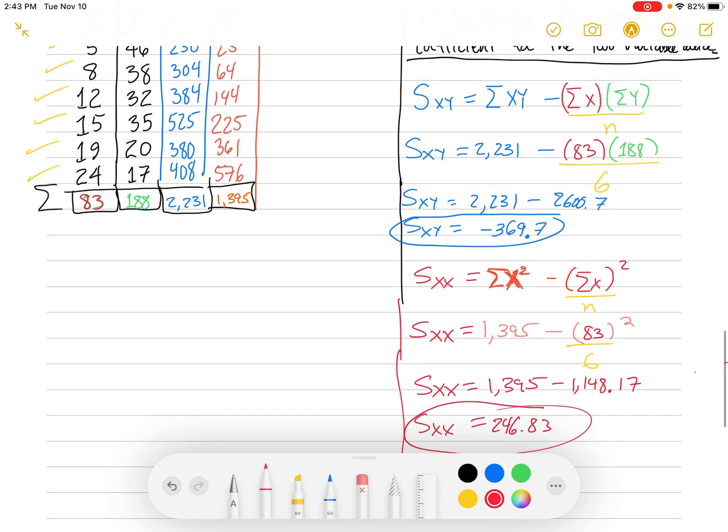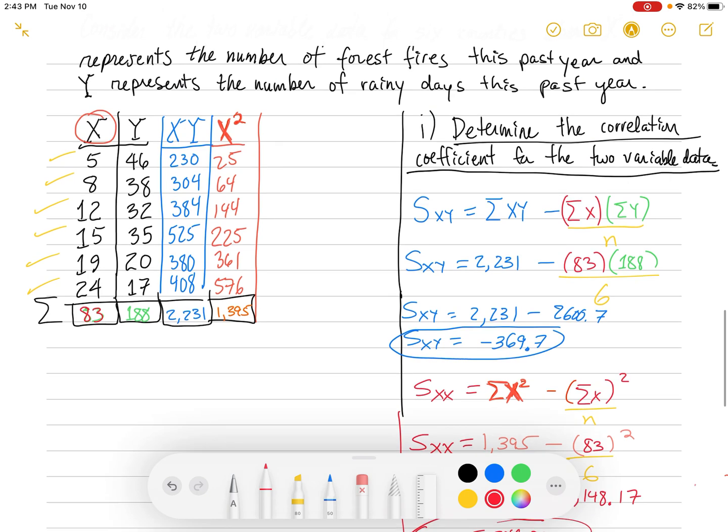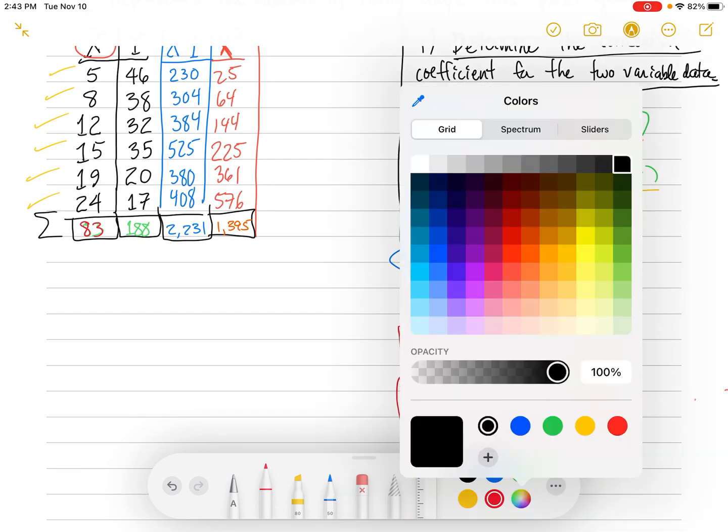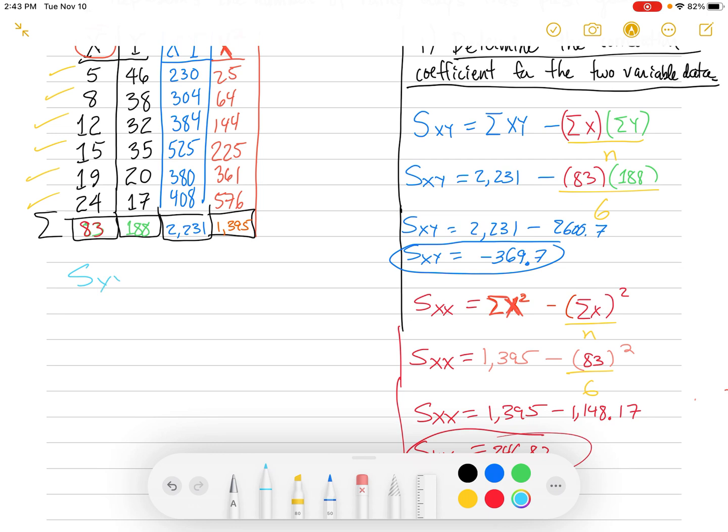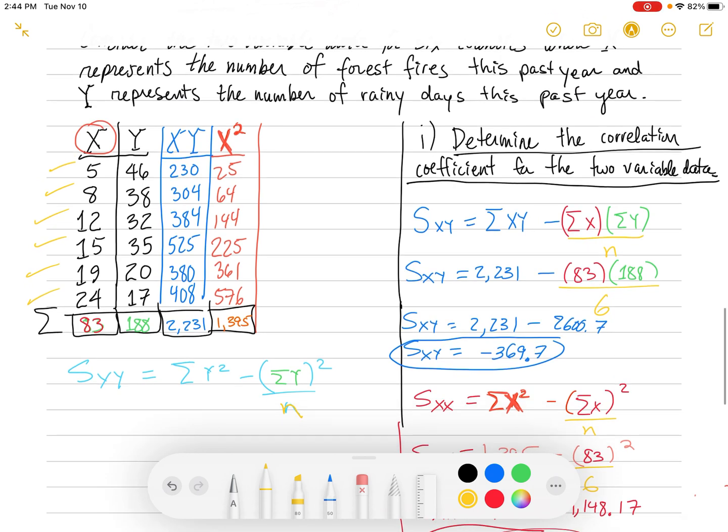Let's do SYY. That's going to be the sum of the y squared minus the sum of the y's all squared divided by n. Okay, so let's find the y squared column. How do we come up with the y squared column? Well, you're going to take the y's and square them.